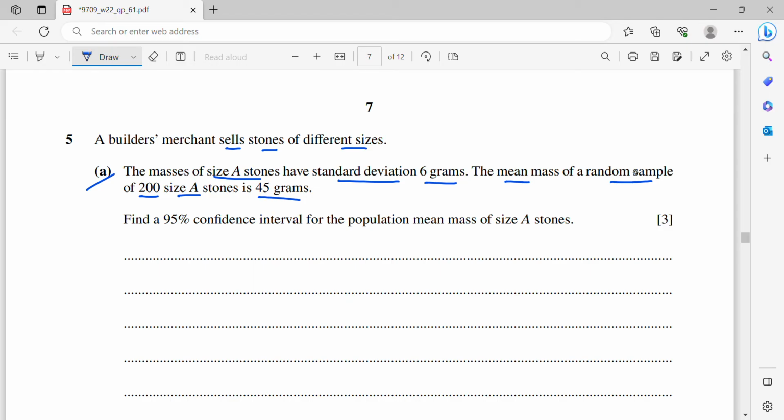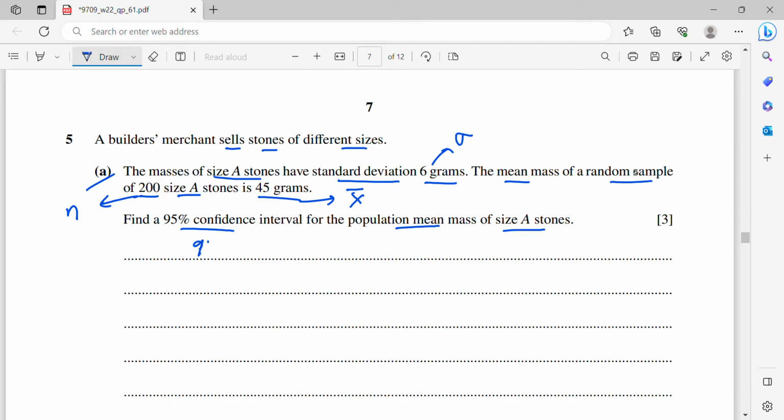Alright, so that means this 200 is the n, the sample size. This 45 is the x bar. And then the 6 is the population standard deviation. Now, find a 95% confidence interval for the population mean mass of size A stones.